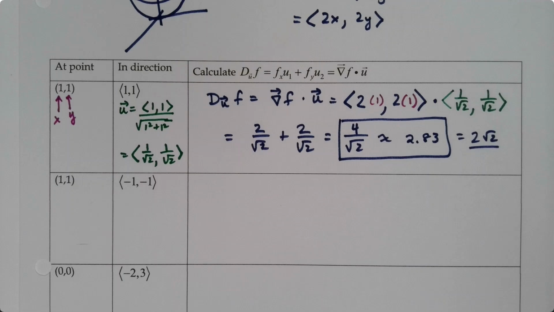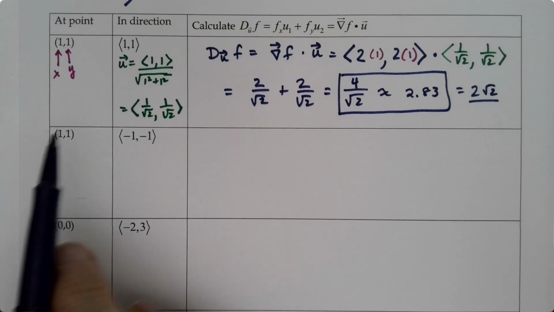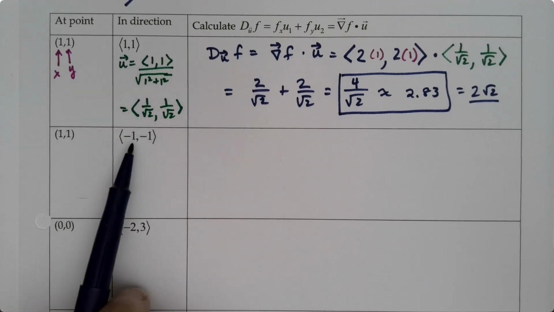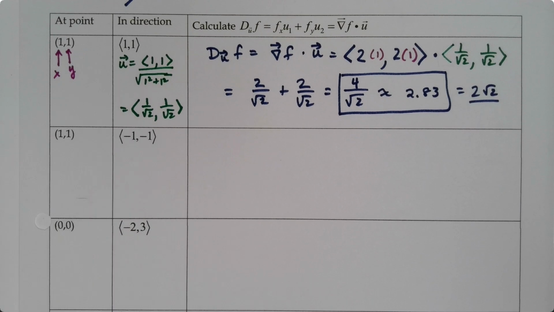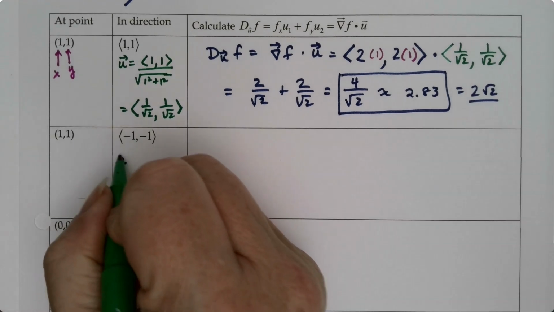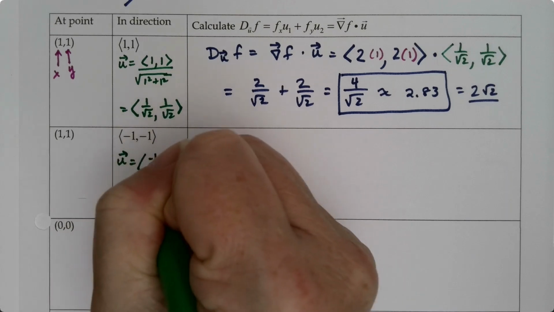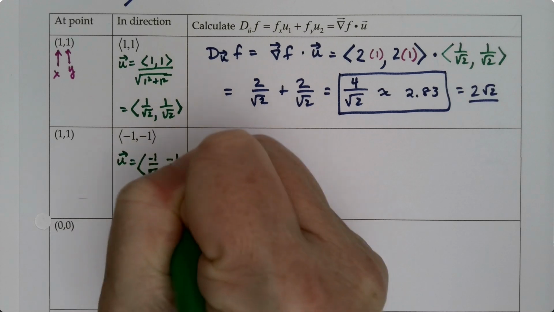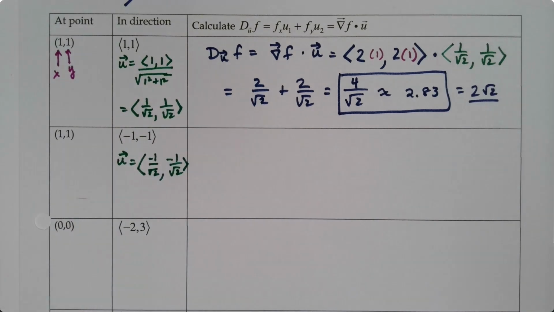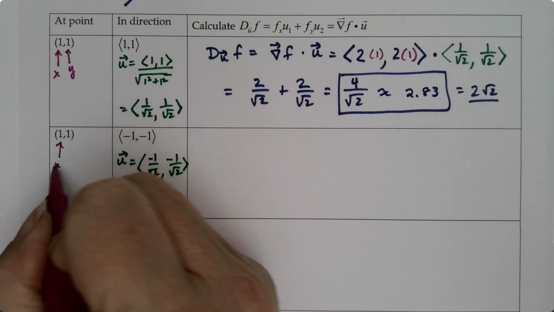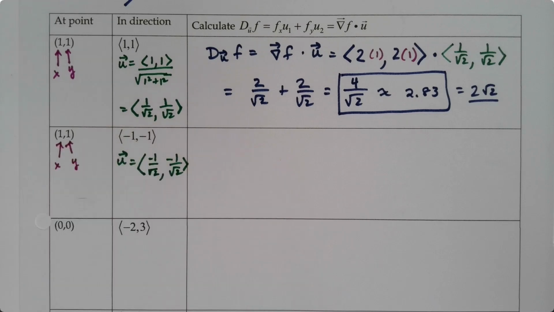Okay, so what about if we start at that same point, but instead of going this direction, we go the opposite direction? Well, the unit vector on that one's pretty easy because it's the same as what we already did. It'll be (negative 1 over the square root of 2, negative 1 over the square root of 2). Right, and this is still our x and our y right here. Okay, well that's easy enough.